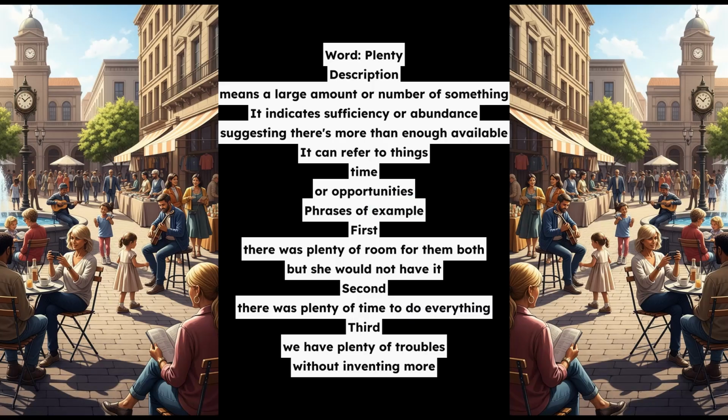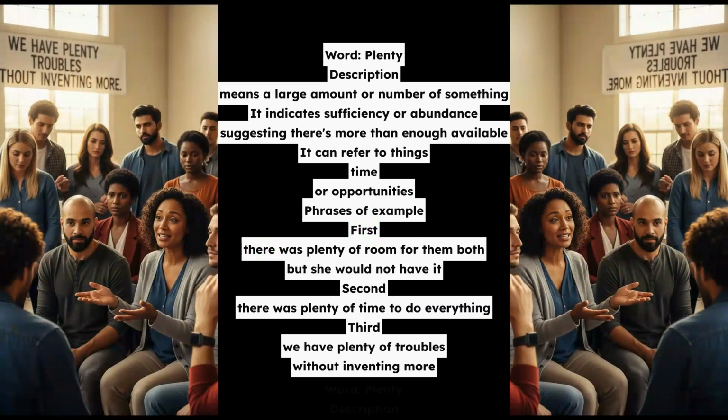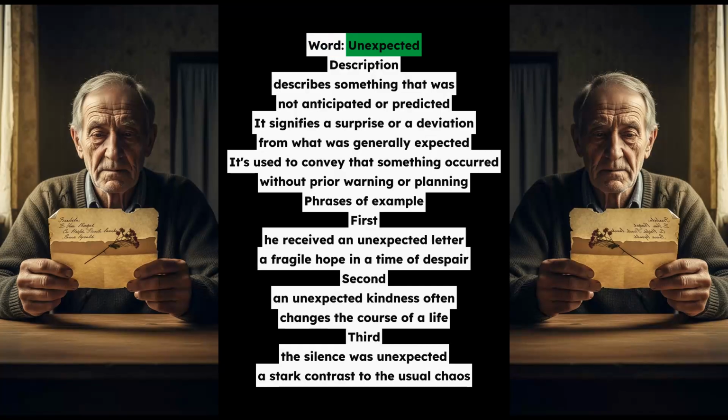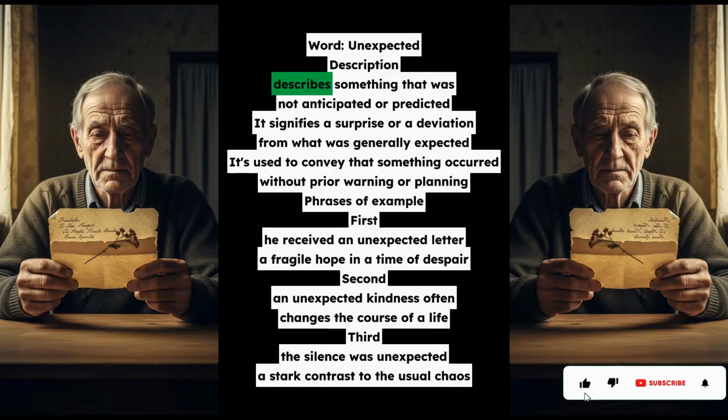Word: unexpected. Description: describes something that was not anticipated or predicted. It signifies a surprise or a deviation from what was generally expected. It's used to convey that something occurred without prior warning or planning.